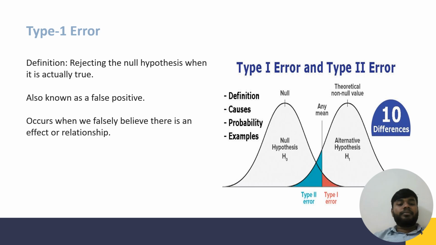Type 1 error. Definition: rejecting the null hypothesis when it is actually true, also known as a false positive. It occurs when we falsely believe there is an effect or relationship. Type 1 error and type 2 error: definition, causes, probability, example. Null hypothesis H0.